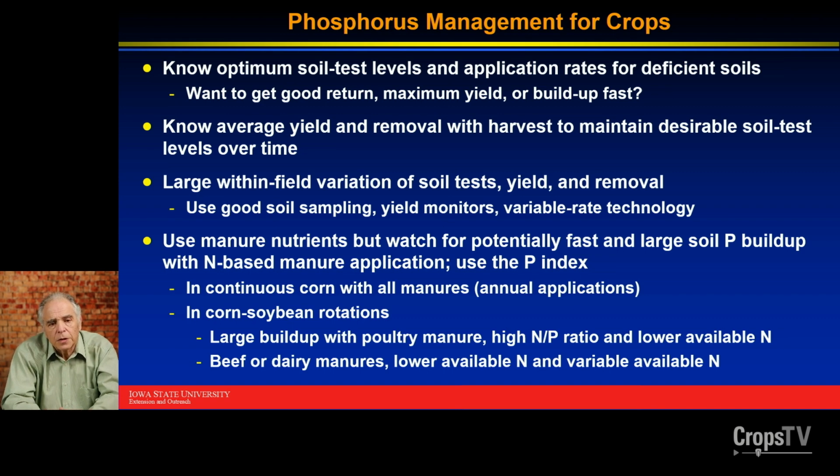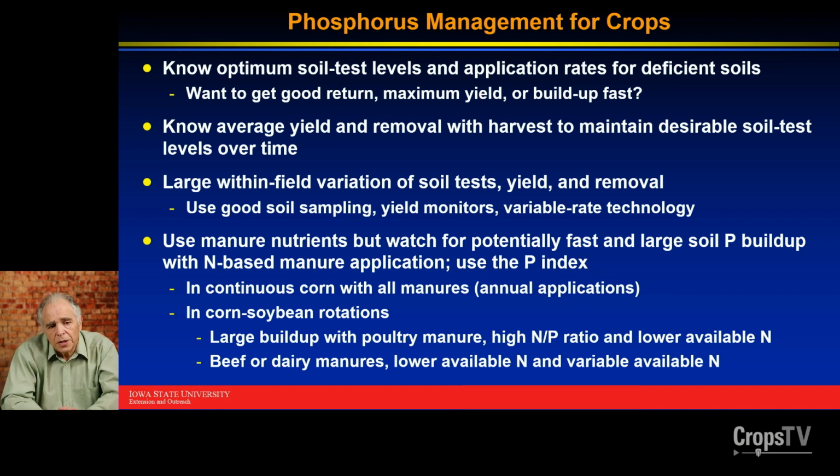That's an issue because when the manure is applied N-based, based on the nitrogen needed for corn, in some systems it could be a major problem because phosphorus builds up a lot, and that's why they should be using the phosphorus index there too. The problem is mainly continuous corn with all manures, because here we have annual applications of manure, and then of course the phosphorus just builds up very fast.